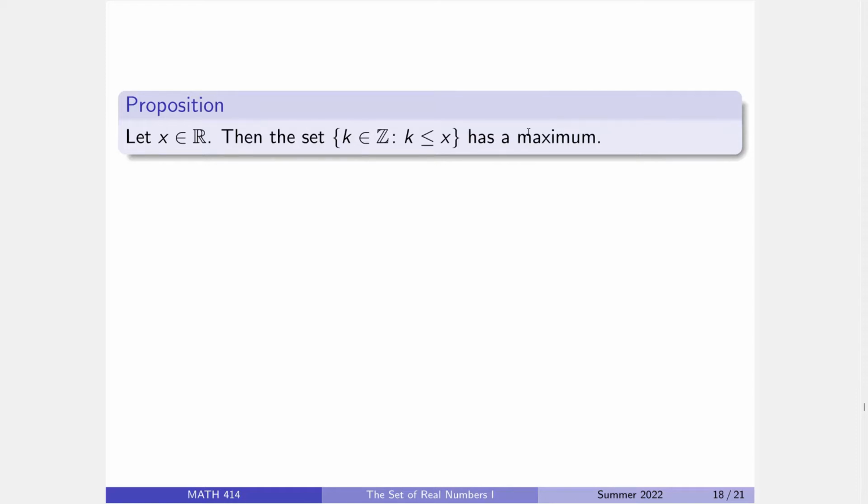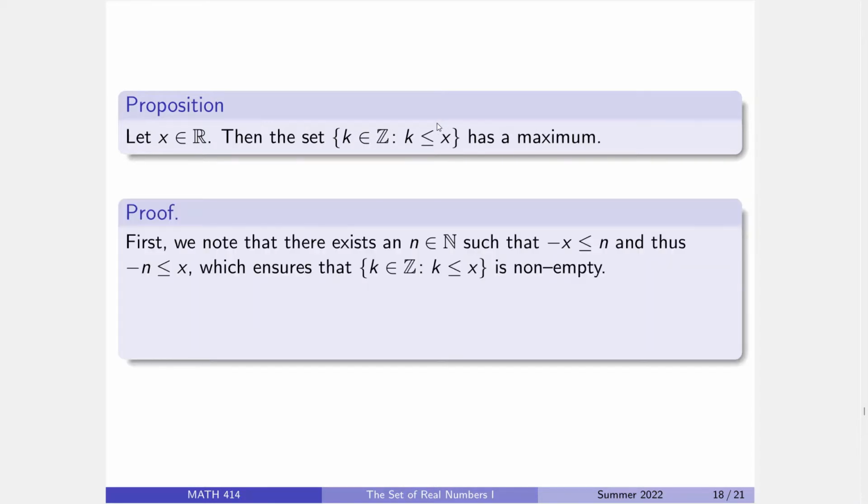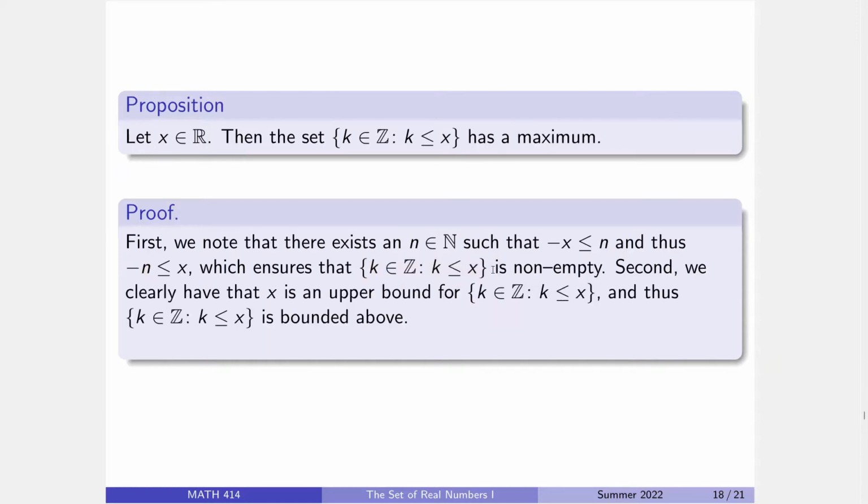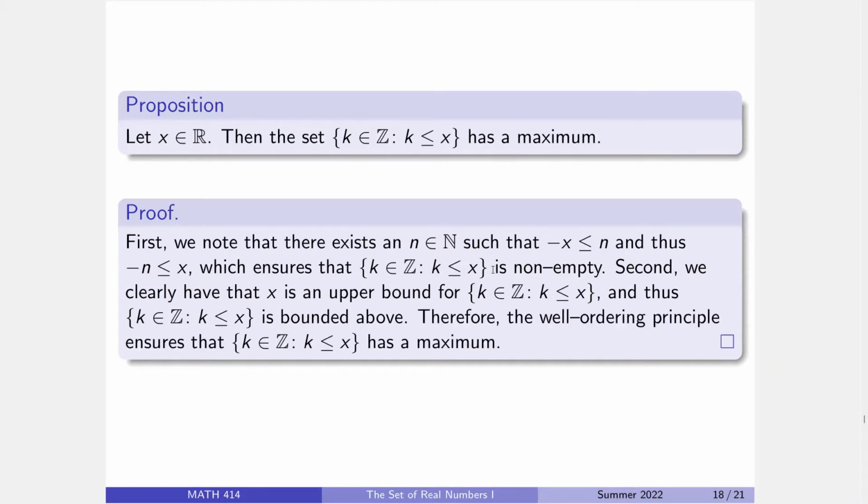So, for example, we'll prove that, given any real number, this set must have a maximum. All right, well, well-ordering says all I need to do to verify a maximum is that we're non-empty and bounded above. All right, well, by the Archimedean property, I can find a natural number n that is greater than negative x, which means x is greater than negative n. Negative n is an integer, so this set's non-empty. And that set's clearly bounded above by x, so it's not empty and bounded above. So well-ordering principle ensures that it has a maximum.